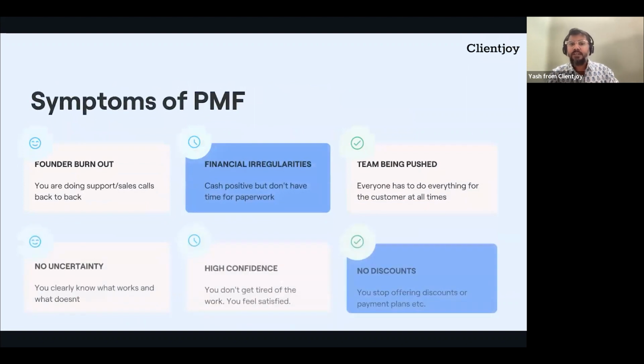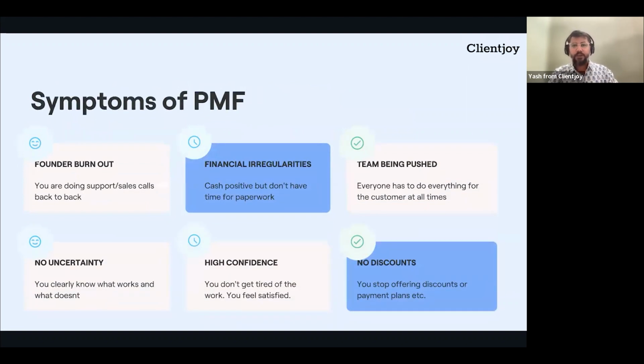And here are some symptoms of PMF, right? Typically, when you are about to achieve PMF, the founder will start to burn out, because the founder, or the founding team, is doing a lot of support calls and sales calls back to back. There will be a lot of financial irregularities in the startup as well. So you are cash flow positive, but you don't have time to do paperwork. The team is being pushed, so everyone is doing everything all the time for the customer, because that's number one priority.